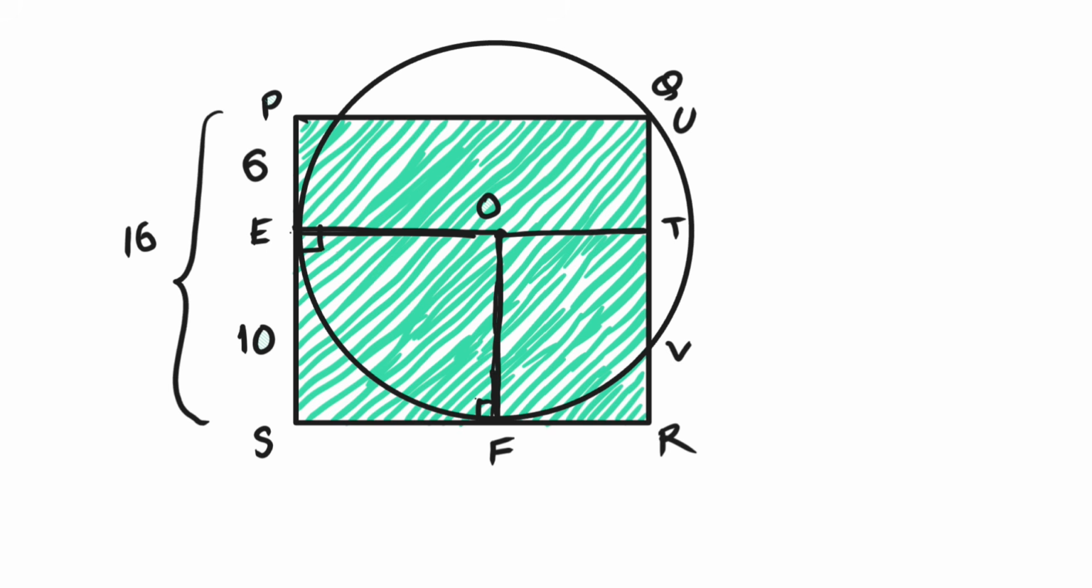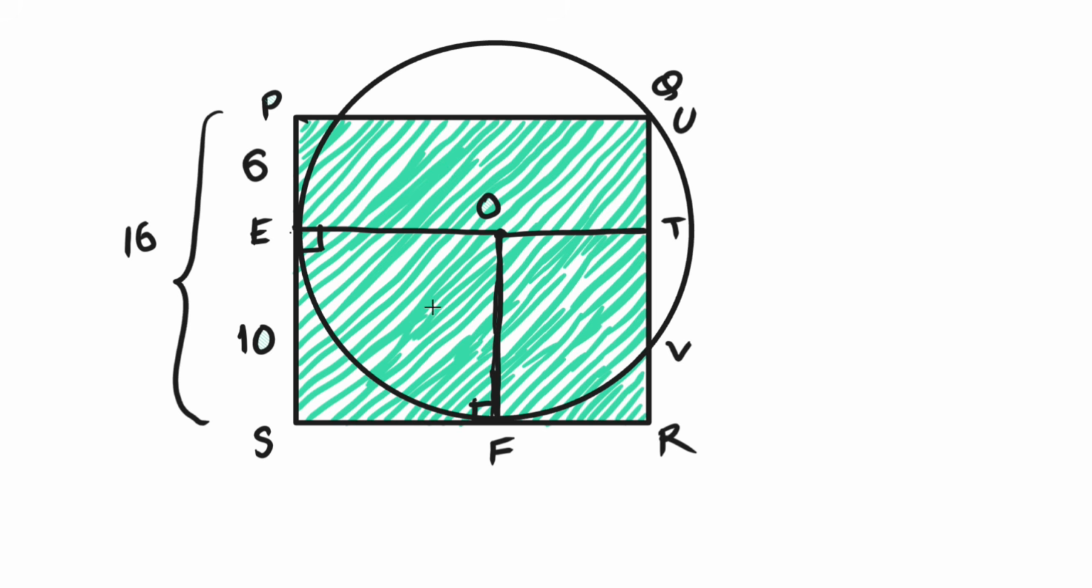Here, PS is tangent to the circle at E. So, OE is perpendicular to PS. Therefore, the angle OES is 90 degrees. Similarly, SR is tangent to the circle at F. So, OF is perpendicular to SR. Therefore, the angle OFS is also 90 degrees.